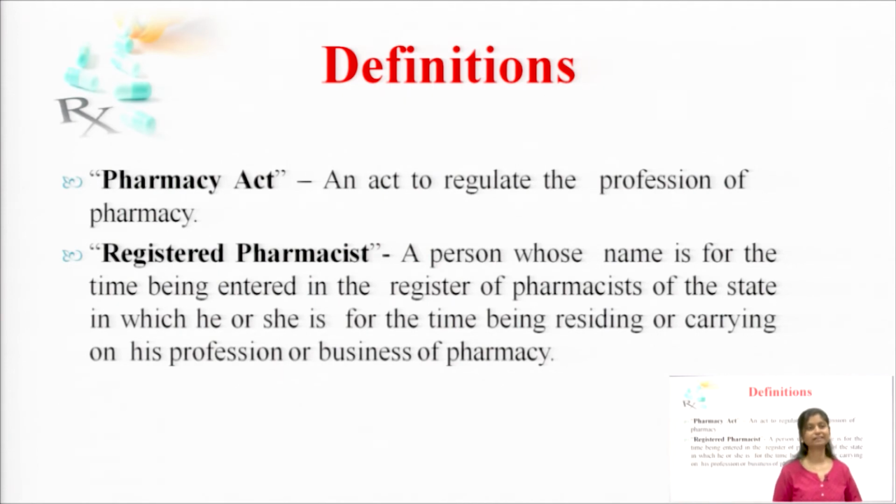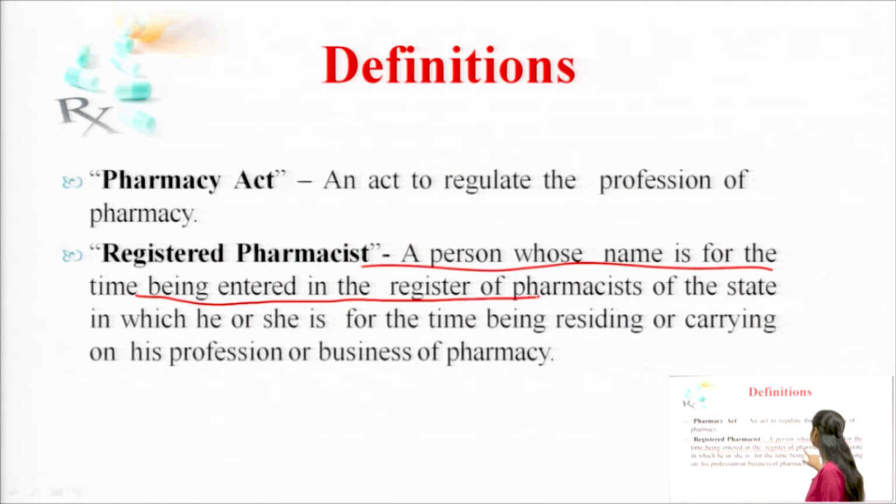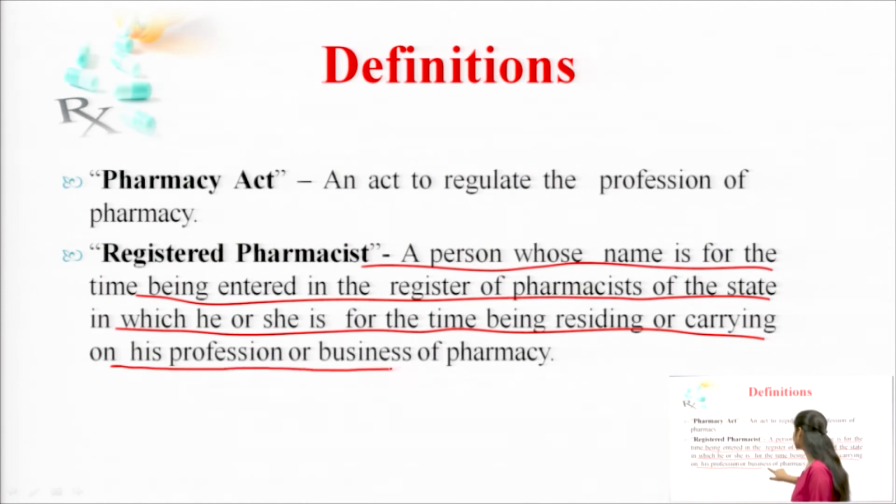Now coming to the next point, that is registered pharmacist. Registered pharmacist is important for all the graduates as well as diploma holders, that how do we get the registration, how do we get ourselves registered in India to become a registered pharmacist. So if we talk about registered pharmacist, let us see the definition. A person whose name is for the time being entered in the register of pharmacists of the state in which he or she is for the time being residing or carrying on his profession or business of pharmacy.